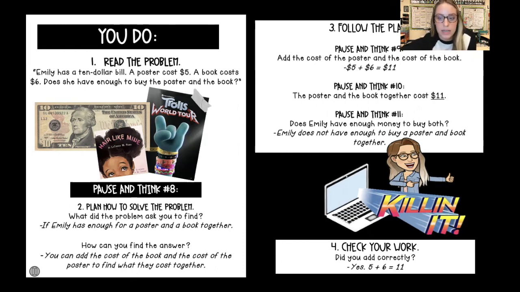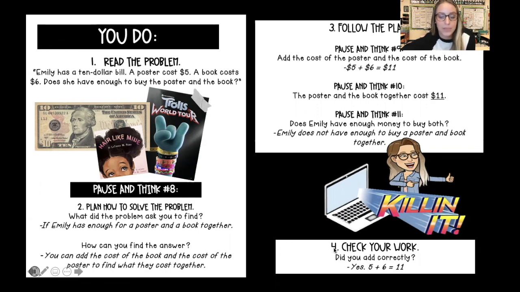For pause and think number 10, it says the poster and the book together cost $11. Double check on your paper if you got $11 for pause and think number 10. Pause and think number 11 asked, does Emily have enough money to buy both? So when we added the two together, we got $11, but she only had $10. So Emily does not have enough to buy a poster and a book together. Double check if you got that correct.